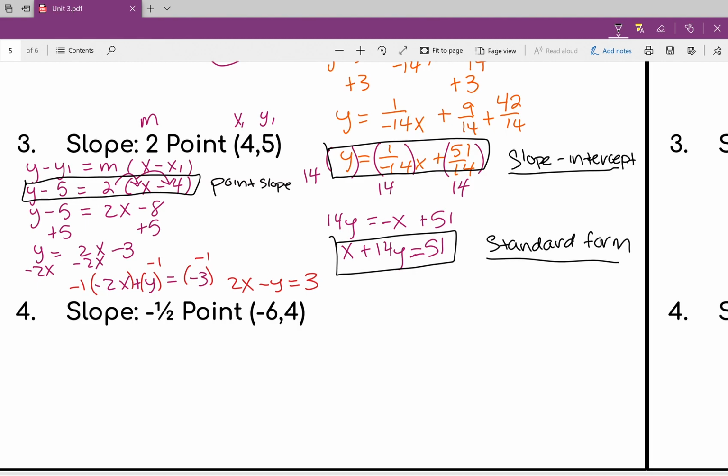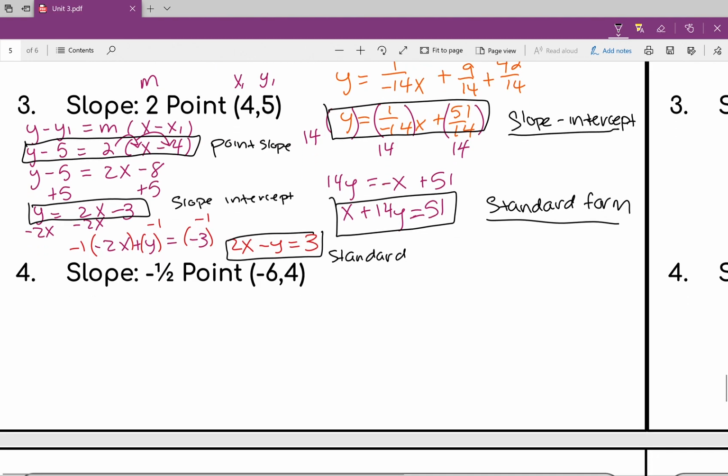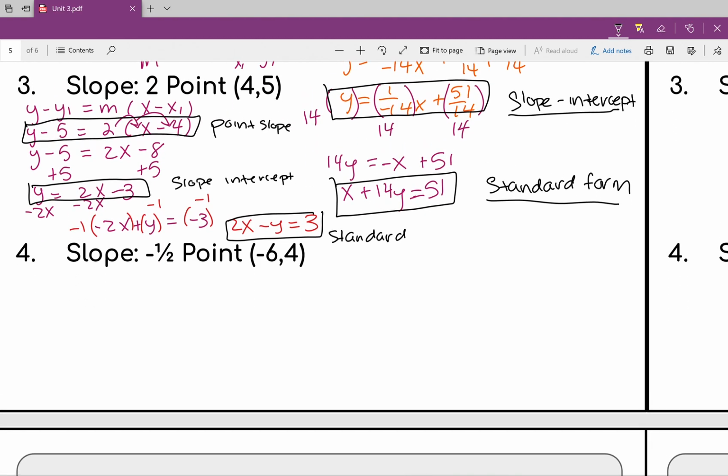Okay, then I have my slope intercept. Then I have my standard. So when they give us the slope, it's a lot easier because we don't have to deal with finding the slope first, so it goes a lot faster. Okay, example 4. Go and try example 4 on your own.